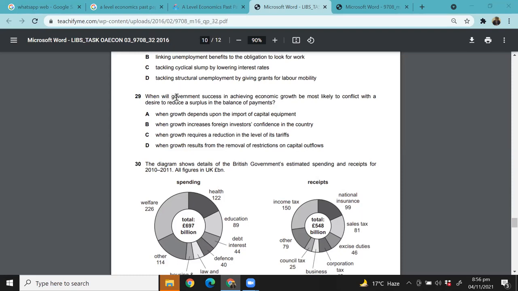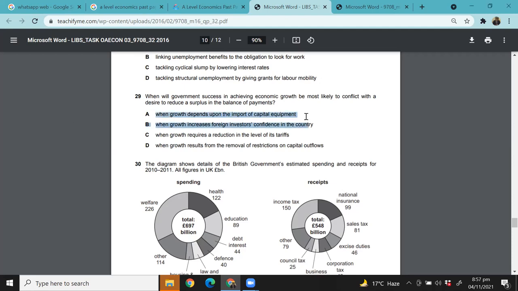Read the question. When will government success in achieving economic growth be most likely to conflict with a desire to reduce balance of payments? Think about this. On one hand, the government is trying to achieve economic growth. On the other hand, the government is trying to reduce the surplus in the balance of payments. But the key word here is conflict. Conflict means that when you achieve one thing, you cannot achieve the other thing, right?